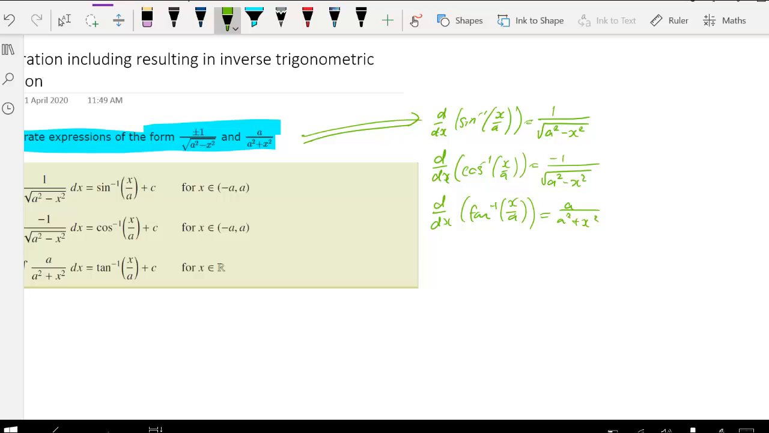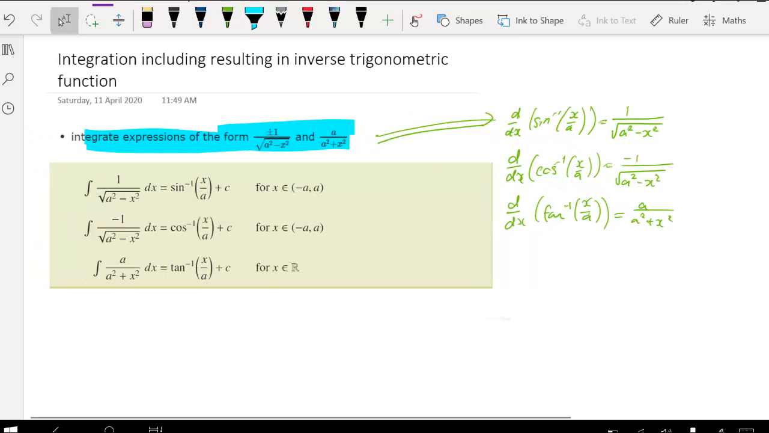Now, if we look to reverse each of these, then it makes sense that the following integrals are also true. The integral of 1 over square root of a squared take x squared must be arc sine x on a plus c. The integral of negative 1 over square root of a squared take x squared must be arc cos x on a plus c. And the integral of a over a squared plus x squared must be arc tan x on a plus c. So that's important to understand. We went through the process of finding the derivatives so that we can now apply the integrals.